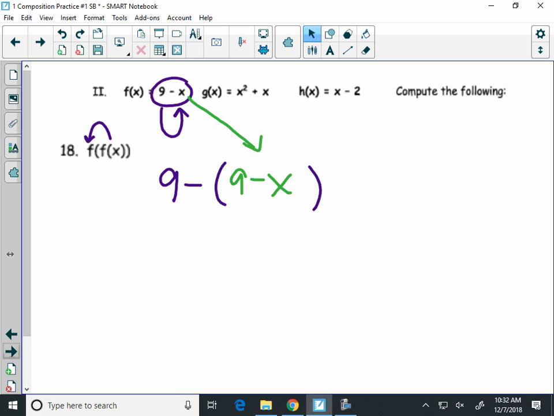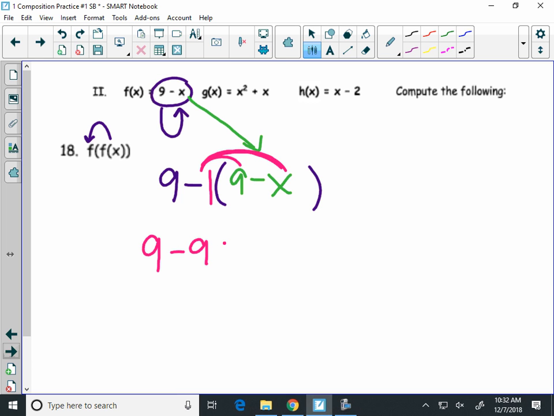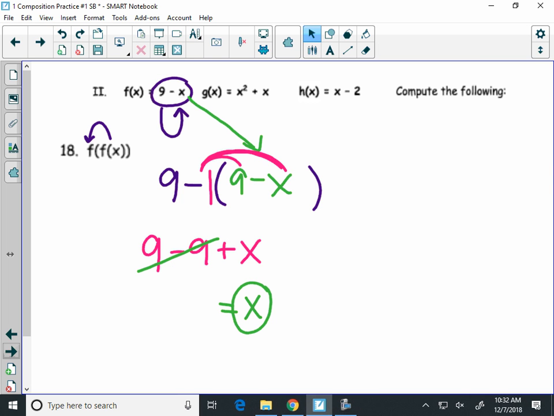Now to simplify that one, you're going to distribute the -1 that is outside, not the 9. The 9 is a constant. You're distributing the number just next to the parentheses, which is a negative. So you have -1 times 9 is -9. -1 times -x is plus x. And here you can combine like terms. 9 minus 9 is 0. So you're left with x as the final answer.